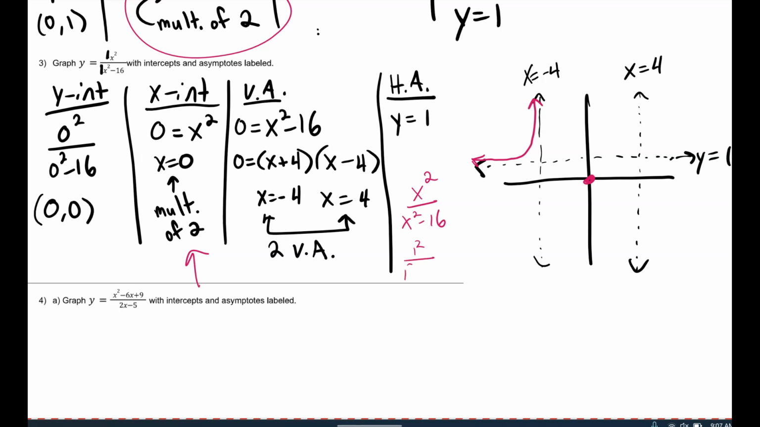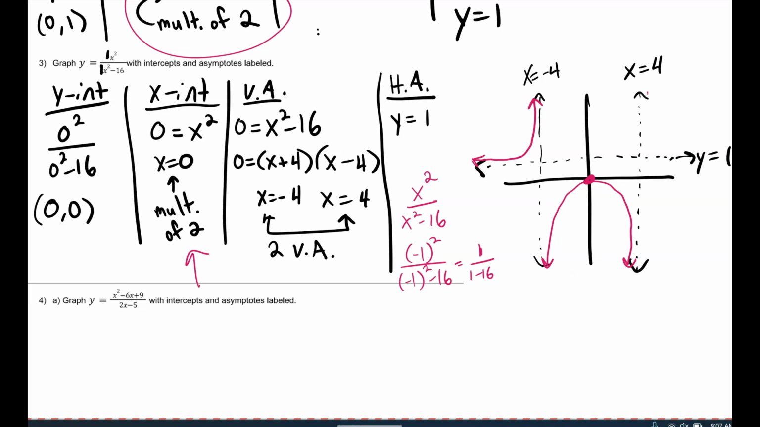So you could probably do this in your head, but when I plug in 1, I get 1 over -15, which is in fact a negative output, so that's telling me the middle part of the graph would have to look something like that. Even if I plugged in -1, you're going to get the same conclusion. -1 squared over -1 squared minus 16 would still be 1 over -15 or -1/15. So I know all of these outputs, with the exception of the origin, should be negative.